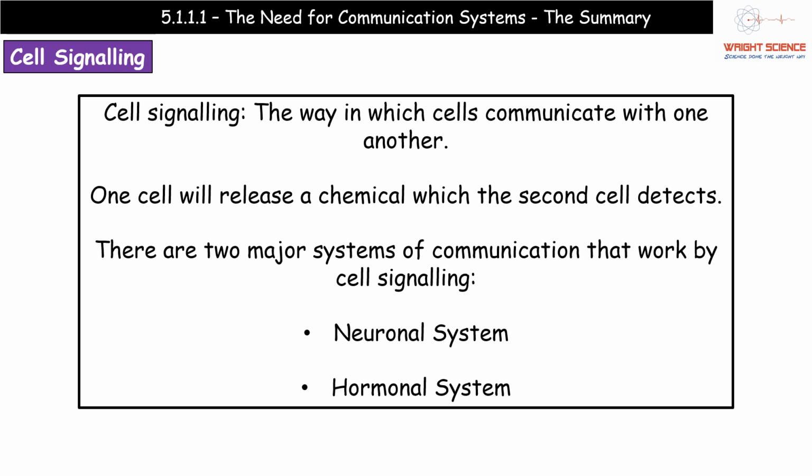So one thing we're talking about here is the idea of cell signaling. This is a concept that keeps coming back up in biology throughout the course in different areas. Cell signaling, if you remember, is the way in which our cells are able to communicate with one another. Quite often this will be one cell releasing a chemical which the other cell is then able to detect. We've got two major systems of communication working in the organism through this cell signaling. The first is the neuronal system, which comes up in a later section of Module 5, and the other is the hormonal system. Again, there's a whole section of Module 5 dedicated to the hormonal system.